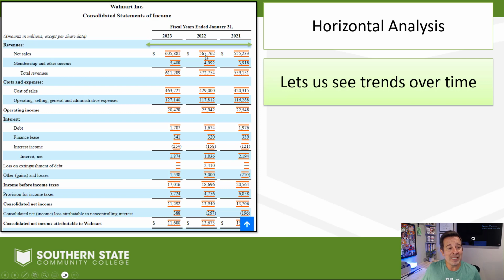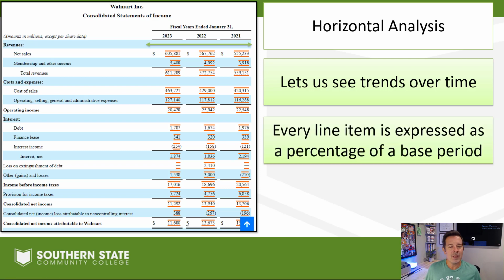How much did my net sales go up from 21 to 22, to 22 to 23, or from 21 to 23? How much did my expenses go up year to year? How much did my net income go up or down year to year? And we're going to look at it as a percent instead of just a dollar amount. Every line item on the financial statements, on the income statement and the balance sheet, we're going to express as a percentage of a base period.